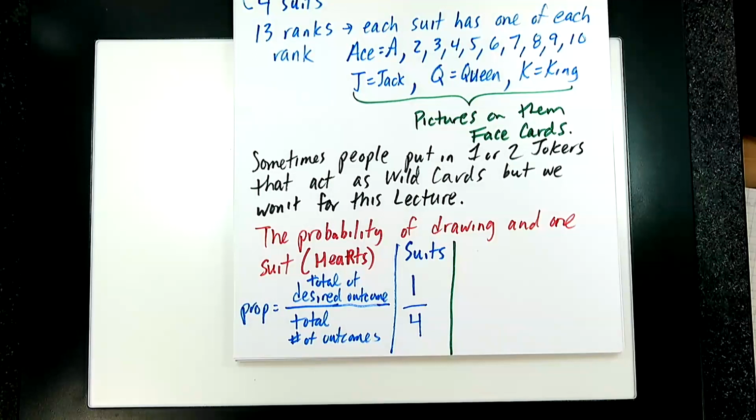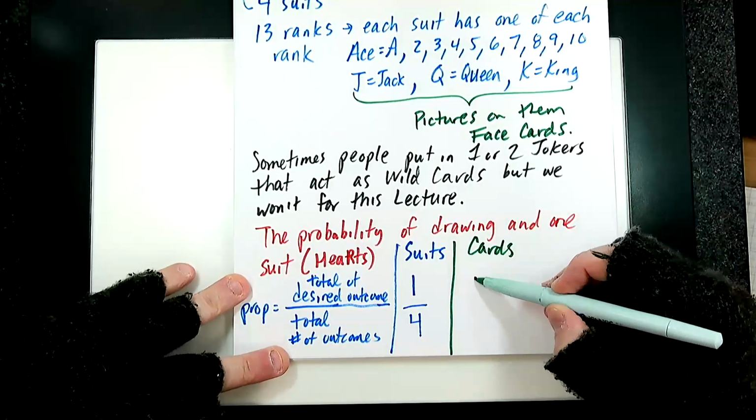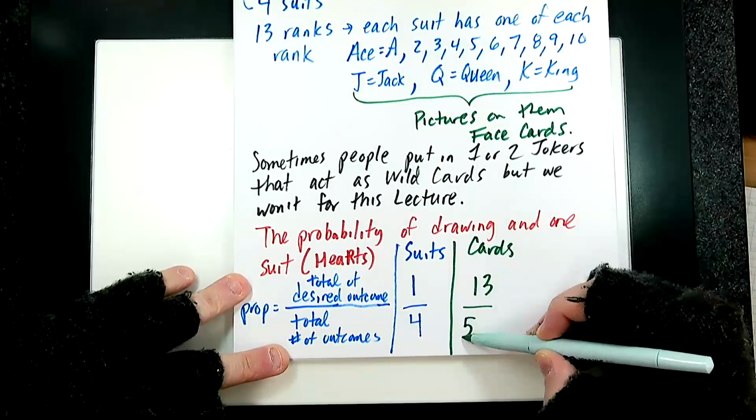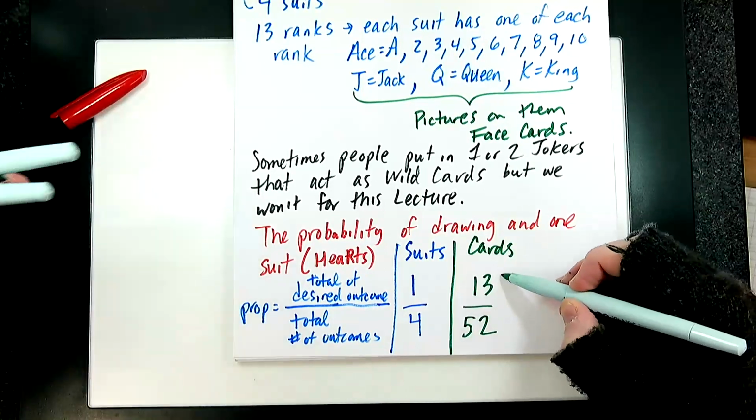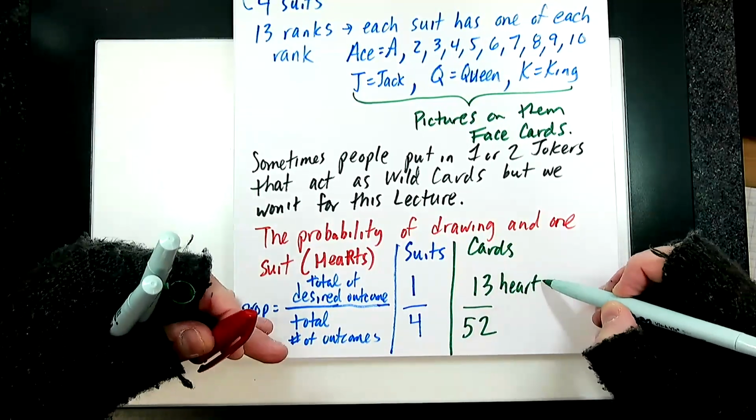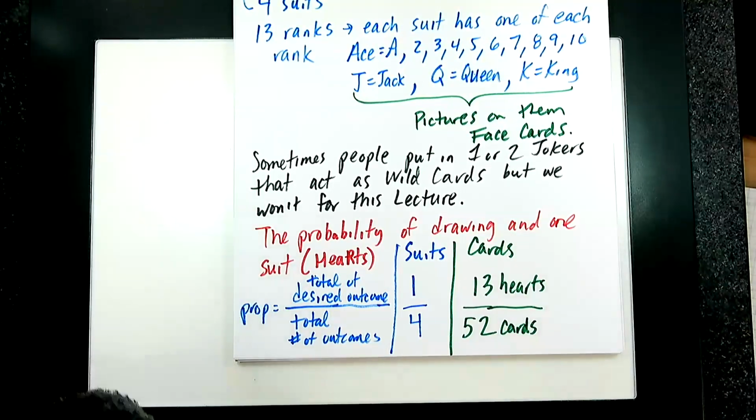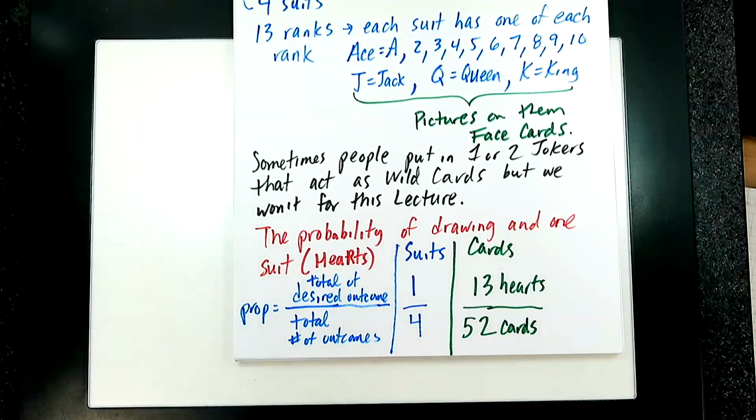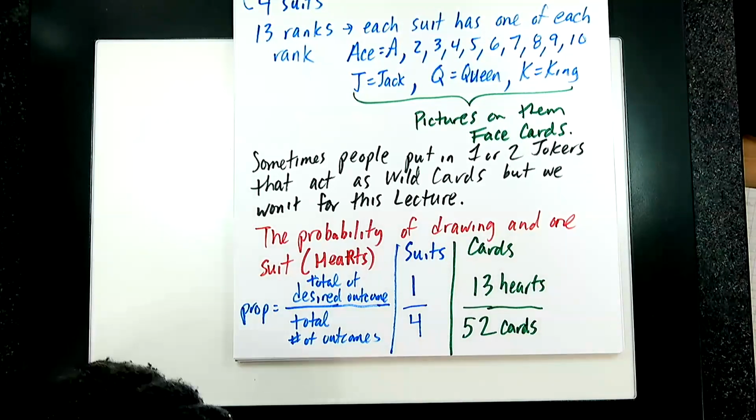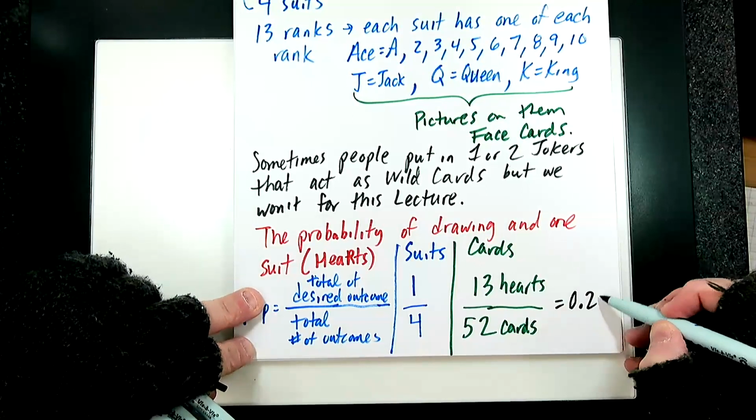If we're looking at it by cards, there are 13 hearts out of 52 cards. Both of these get us 0.25.